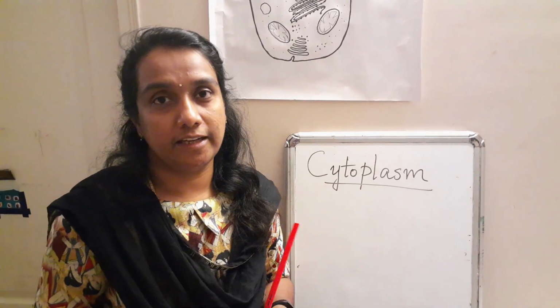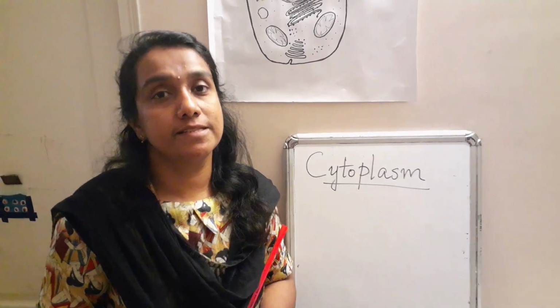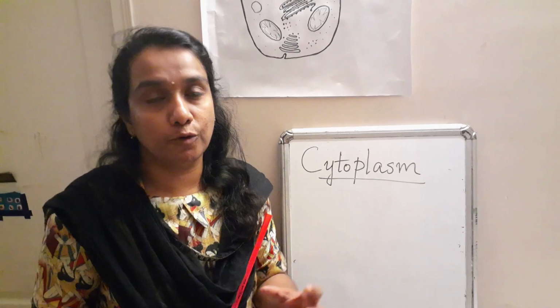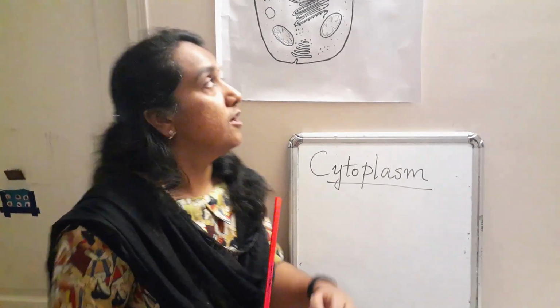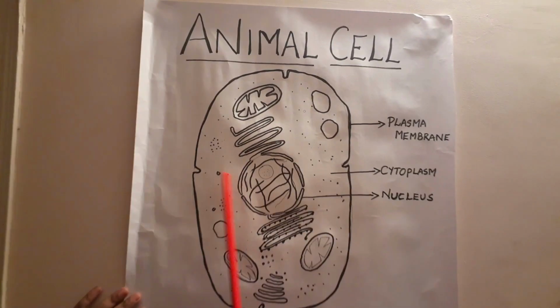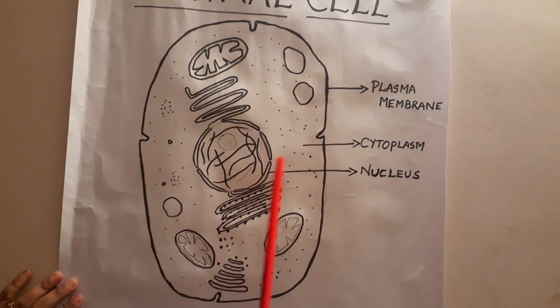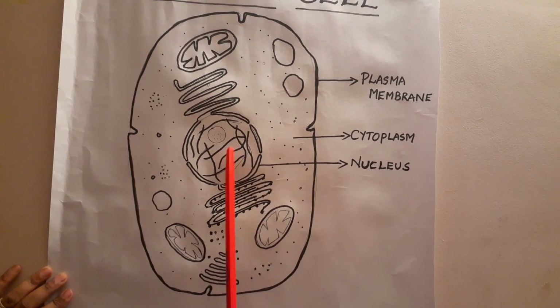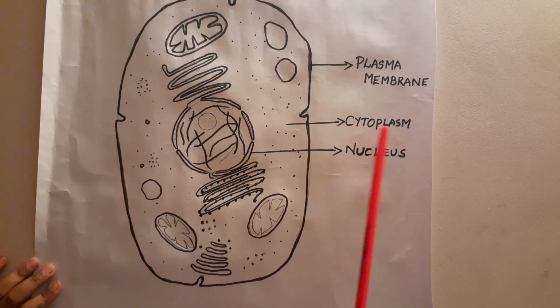Till now we have seen plasma membrane and nucleus. Next, the third important part is cytoplasm. Cytoplasm is a fluid content that is seen between the plasma membrane and nucleus. Let's see this one. If you see the structure, this is the plasma membrane and this is the nucleus. In between the plasma membrane and nucleus, there is a fluid jelly-like structure that is known as the cytoplasm.